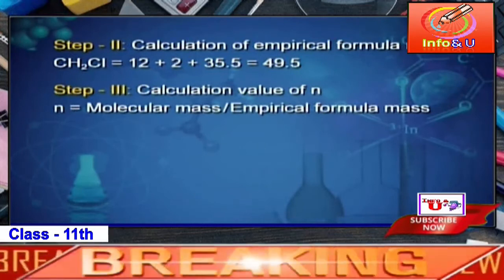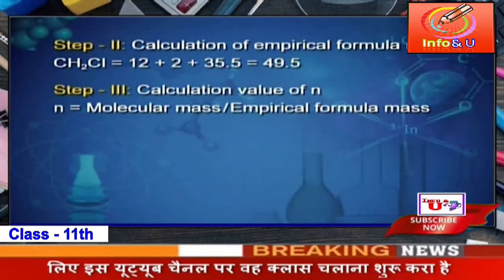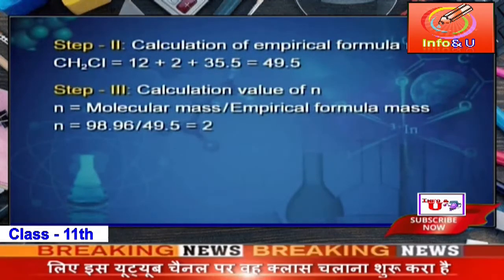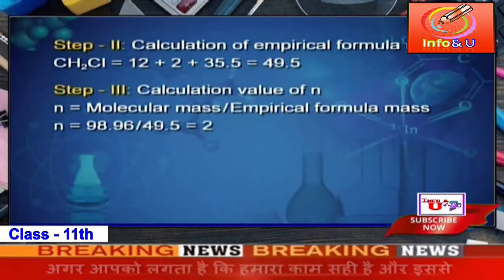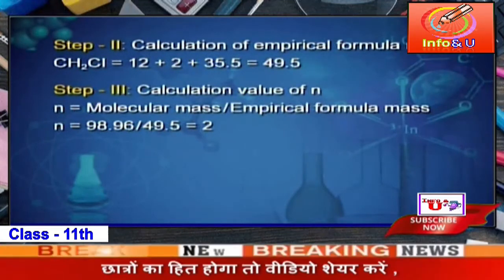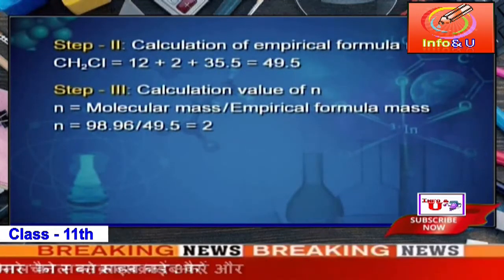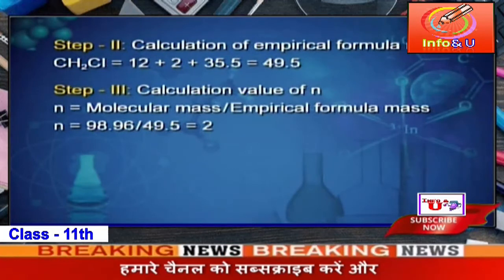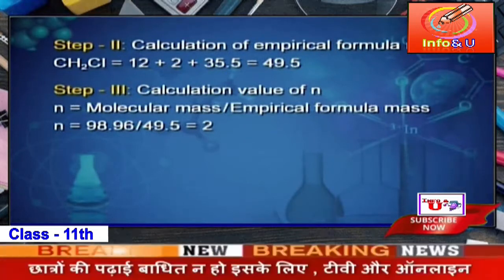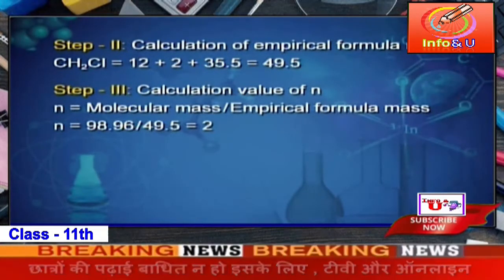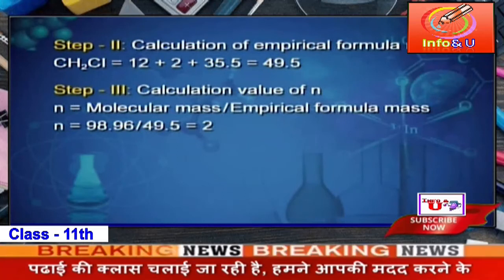In the third step, calculation of the value of n. n is equal to molecular mass upon empirical formula mass. The molecular mass, as previously given in the question, is 98.96, and the empirical formula mass we calculated in the second step is 49.5. So n is equal to 98.96 divided by 49.5, which is equal to 2. So the value of n is 2.